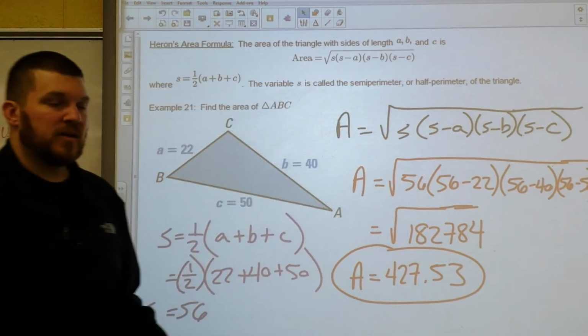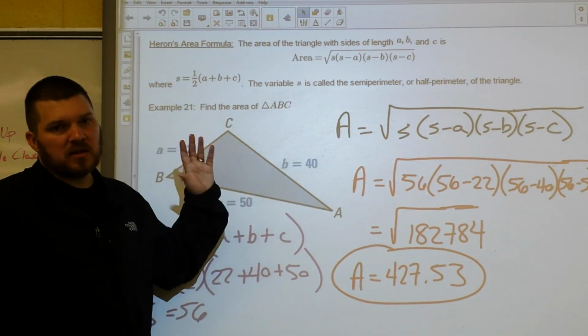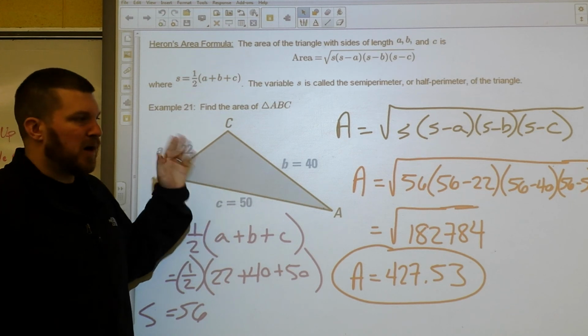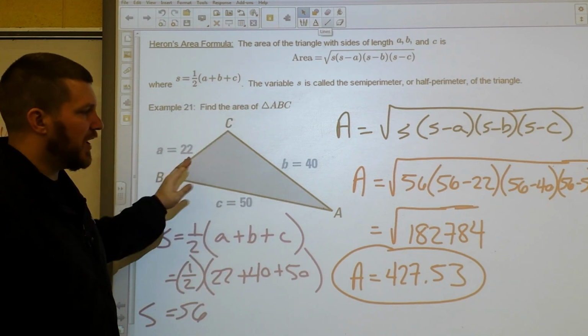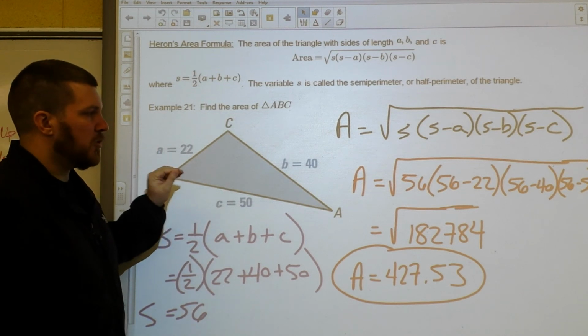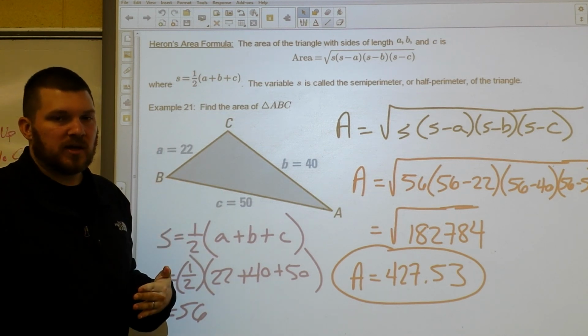All right, and that's it for this video. So again, law of cosines, then law of sines, then 180 minus the other two angles. Use Heron's formula for the area of a triangle if you're not given an angle. If you're given an angle, use the area formula we talked about in the previous video.